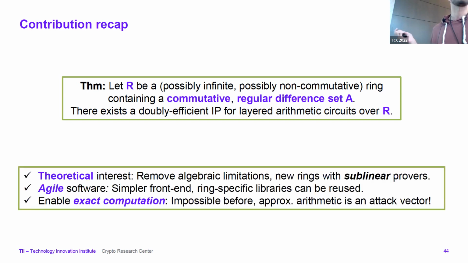And the reasons why these are interesting are the ones that I mentioned before. It's theoretically interesting: we know what the algebraic barriers are to do these kinds of protocols. We get sublinear provers for new rings, and a different way to get sublinear provers for other rings that we knew about, like matrix rings and polynomial rings. It's interesting in practice because black box is not only theoretically interesting, it's also interesting for having agile software. And we're also able to do exact computation. Approximate computation is great, but be aware of the pros and cons of exact arithmetic and approximate arithmetic.